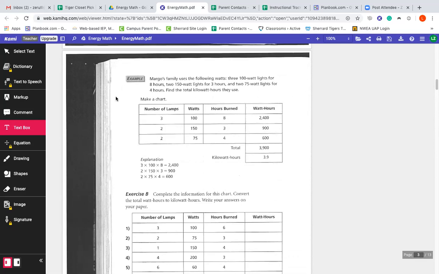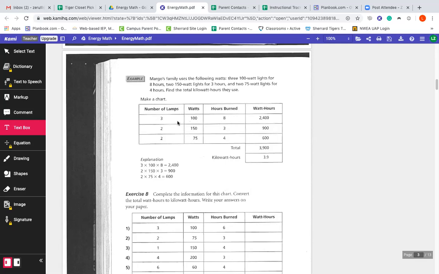So here's an example that they've done in a chart here for us, and then I'm going to have you guys do this chart down here. So Margot's family uses the following watts. Now what this is asking us to do is to put some of this information into chart form. So they use 3 100-watt lights for 8 hours. So 100-watt lights, they burn for 8 hours.